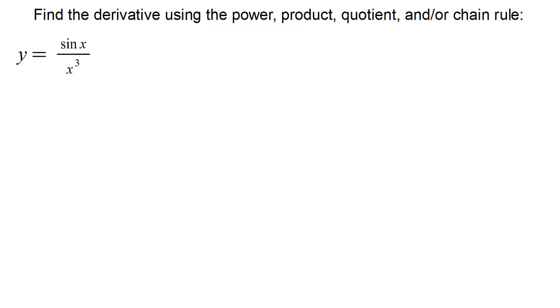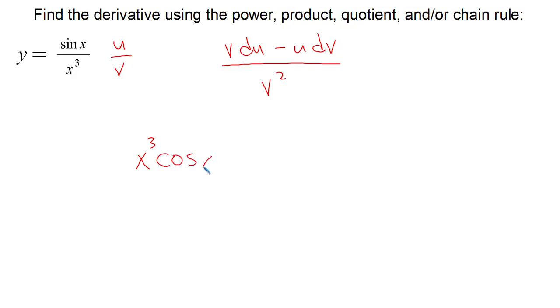For our second problem here, we've got the sine of x over x cubed. So this one is just going to be a quotient rule problem because we're looking at u over v. So we'll do the quotient rule, which is v du minus u dv all over v squared. So that starts out as x cubed. That's our v. And then du, which would be the derivative of sine. Well, the derivative of sine is cosine. So v du minus u, and u is just sine x. And then dv, which will be the derivative of x cubed, which would be 3x squared.